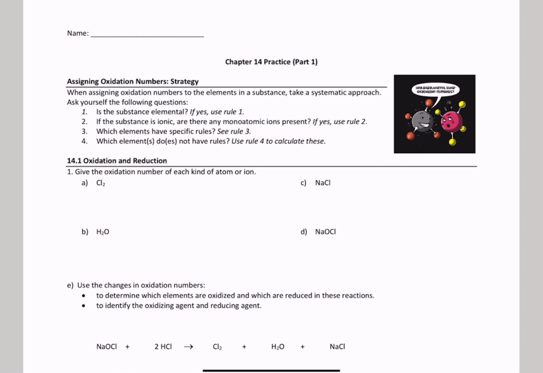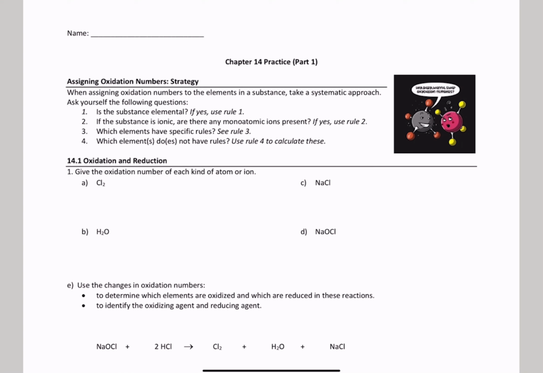Go over Chapter 14, Practice Part 1. First of all, I am giving you here a strategy to assign oxidation number. When assigning oxidation number to the elements in a substance, take a systematic approach. Ask yourself the following question. First of all, is the substance elemental? If the answer to this question is yes, then you will use Rule 1.